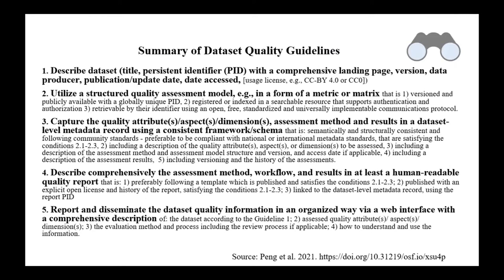And then the third one is to capture the quality attributes in terms of its aspects or its dimensions or the assessment method and the results in a data set level metadata record using a consistent framework or schema for your metadata. And then the fourth one is to describe comprehensively the assessment method, the workflow, and the results in at least a human readable quality report. And then the last one, the fifth one, is to report and disseminate the data set quality information in an organized way through a web interface with a comprehensive description. And so next slide, please.